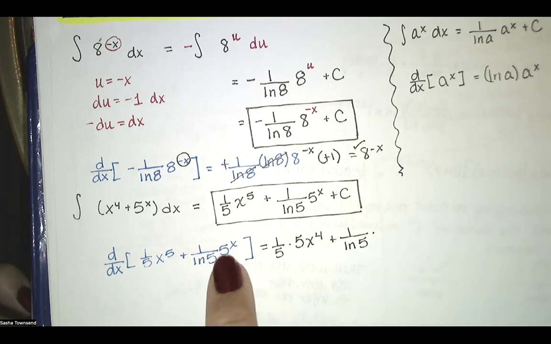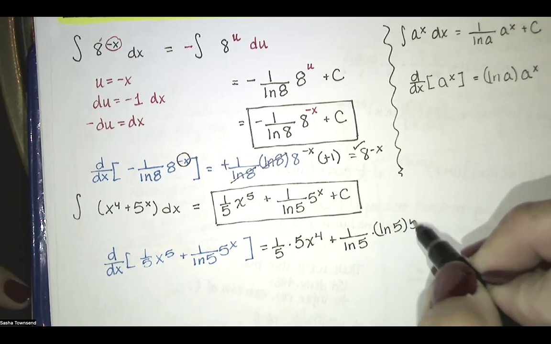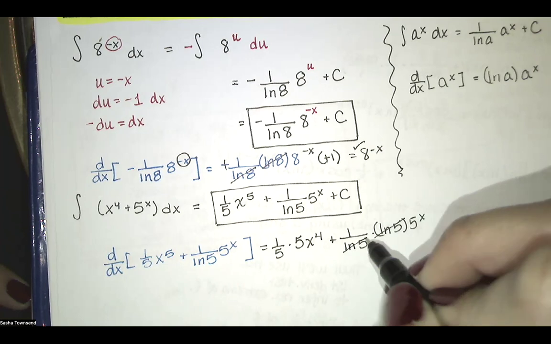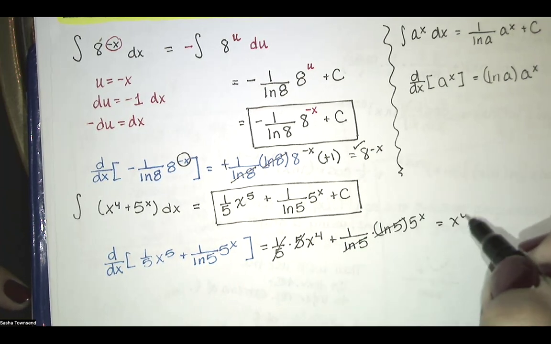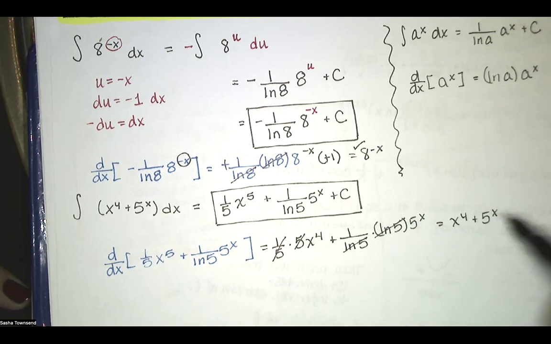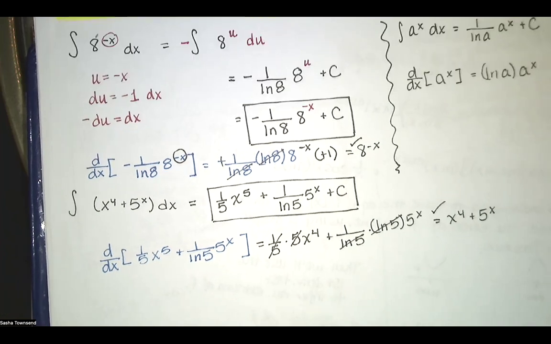And then we multiply by the derivative of 5 to the x. The derivative of 5 to the x is natural log of the base times 5 to the x. These guys reduce. The 1/5 and the 5 reduce. We end up with x to the 4th plus 5 to the x, which is the original integrand. So we know we did that correctly.